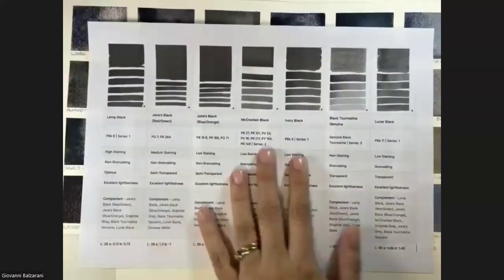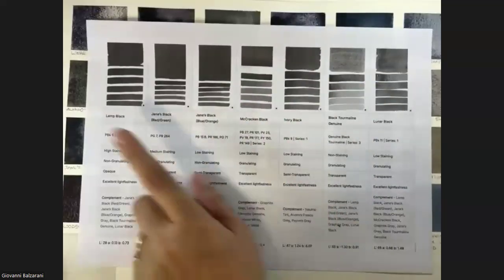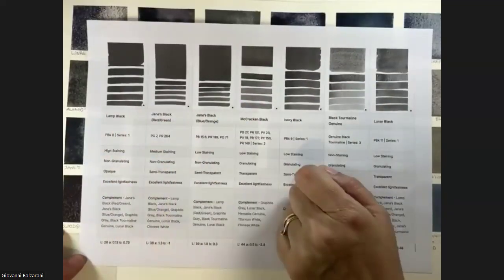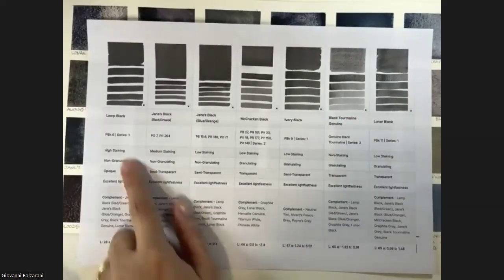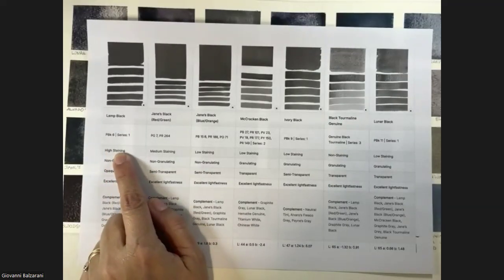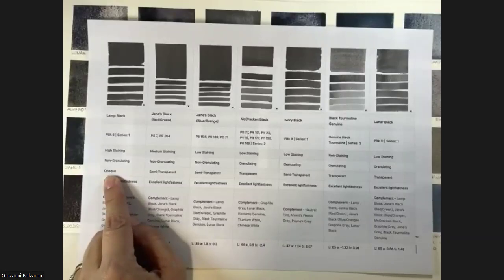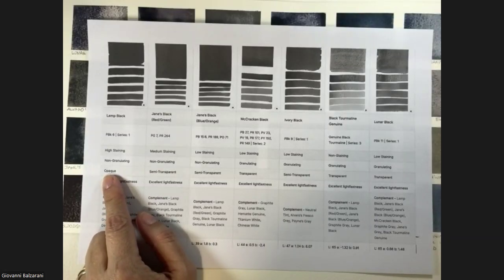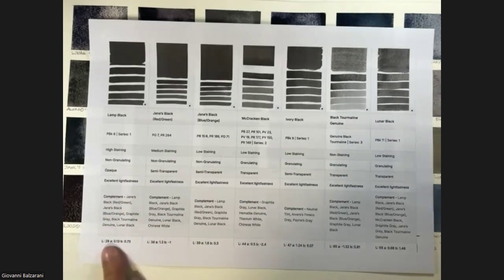And you may find this chart using the comparison mode on our C Lab. You can click on black in the color family, and you will find all the seven blacks we have. You may see the lamp black is high staining, series 1, non-granulating, and opaque. Opaque is the maximum of non-transparency. And then you have the complements listed here, and the value of luminance, and red and green, and yellow and blue. This is the value of A and B.